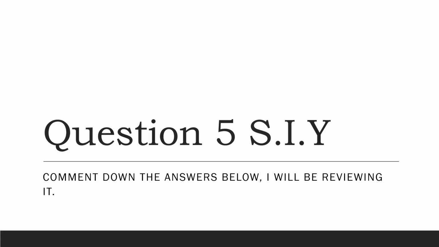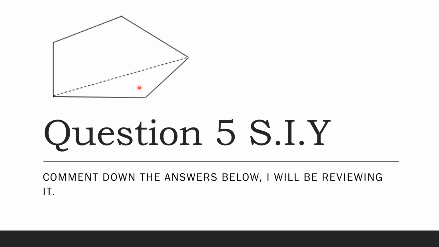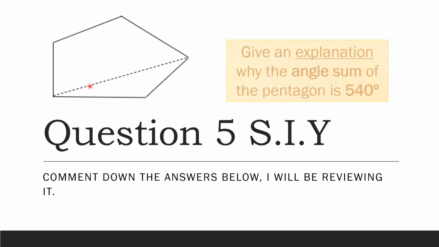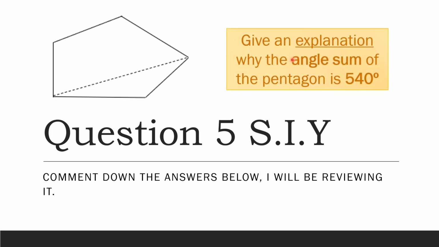For question number 5, I would like you to try and solve it yourself, and you can comment down the answers below and I will be reviewing them. This pentagon is divided into a triangle and a quadrilateral. So you need to give an explanation why the angle sum of the pentagon is 540 degrees.